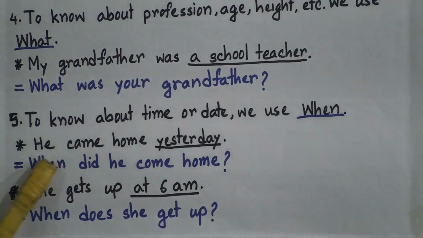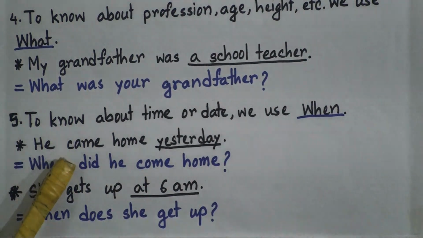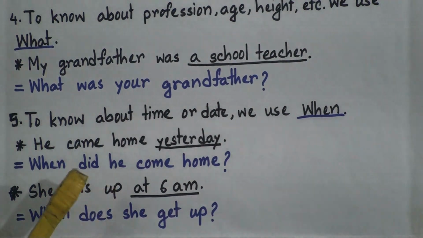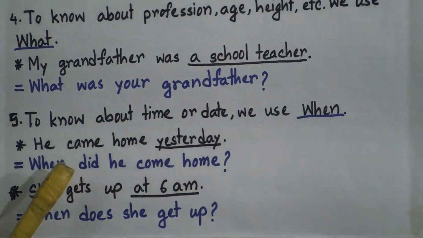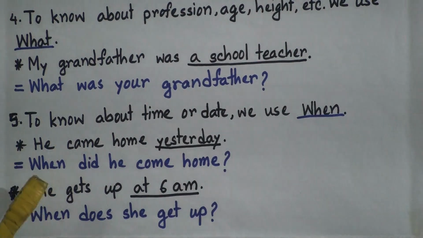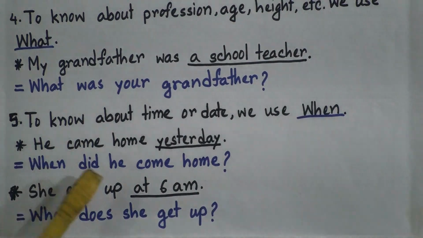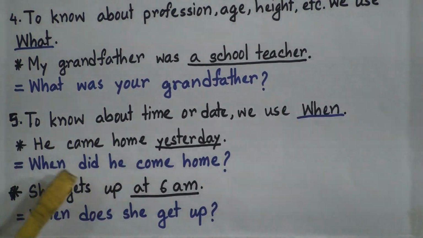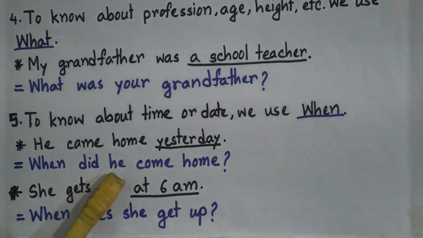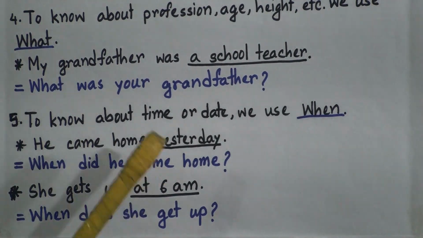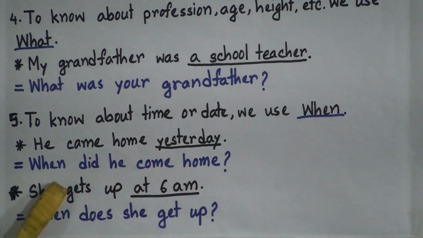Came, he came. So this is the past form of the verb came. So the sentence is in the past indefinite tense, and now there's no auxiliary verb. So we need to add here do, does, or did, and this is the past indefinite tense. So we will write here did. So when did, and our subject is he. So after when did, we will write our subject. And now the present form of the verb came, so it will be come, and now the rest of the sentence home. So when did he come home?